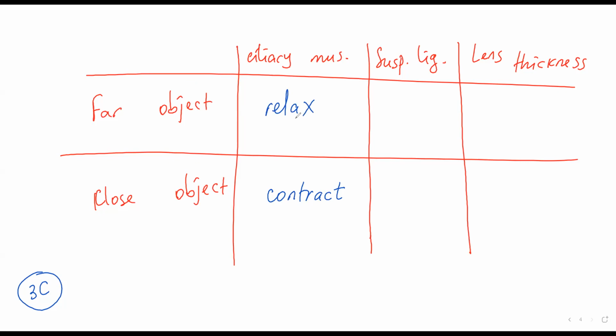Guys, when the ciliary muscles contract, the suspensory ligaments become loose, like soft. As a result, the lens thickness increases, so it becomes thicker. But when you are looking at the far object, the ciliary muscles relax and the suspensory ligaments tighten, making a pull force on the lens. As a result, the lens will be thinner.